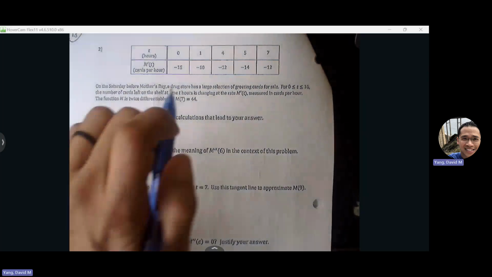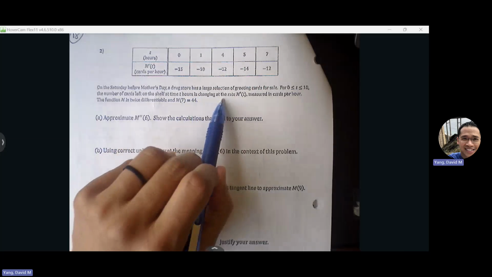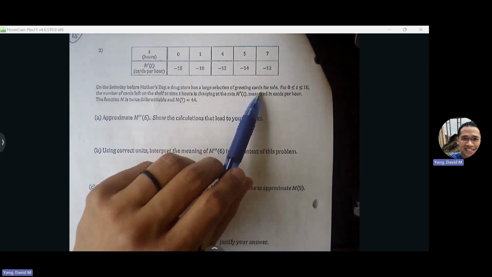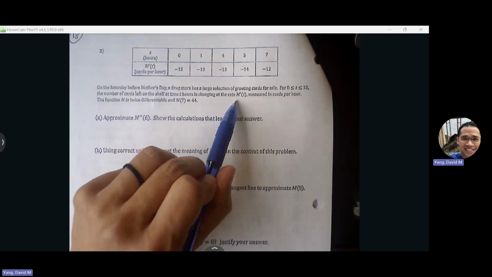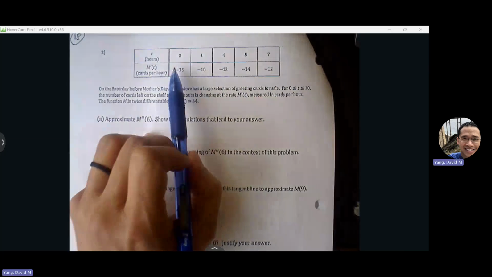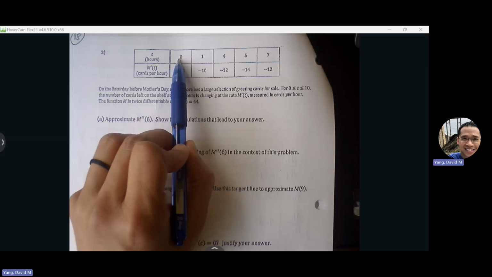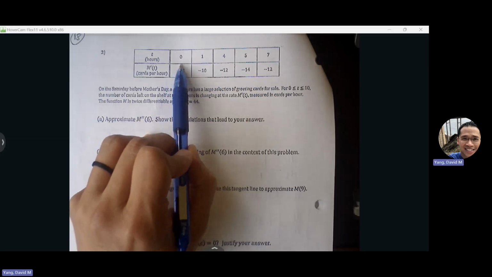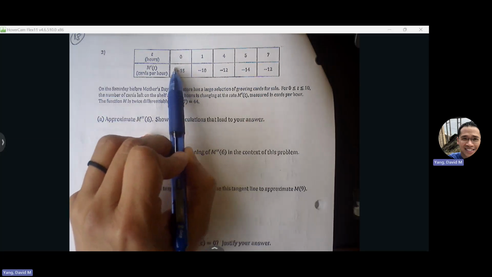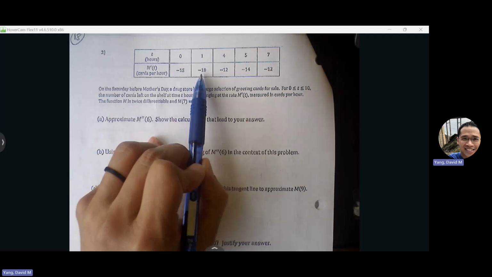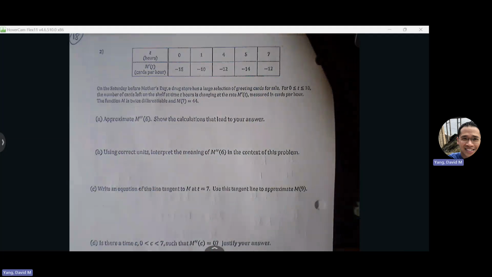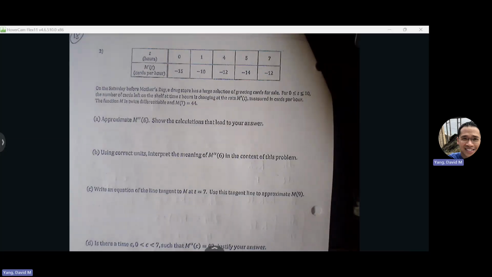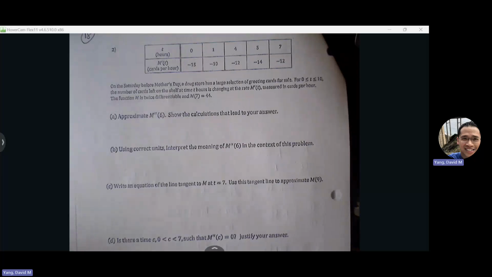Okay, on Saturday before Mother's Day, a drugstore has a large selection of greeting cards for sale. Between 0 and 10, the number of cards left on the shelf is changing at a rate of m prime. So we see that at 0 hours, the rate at which cards are leaving the shelf is -15 cards per hour, and then -10 cards per hour, -12, -14, -12. Okay, so a pretty busy day for all the cards to be sold.